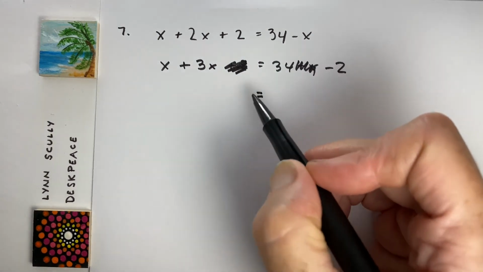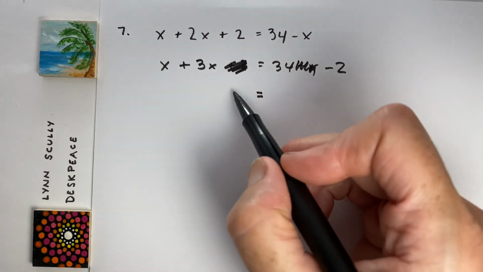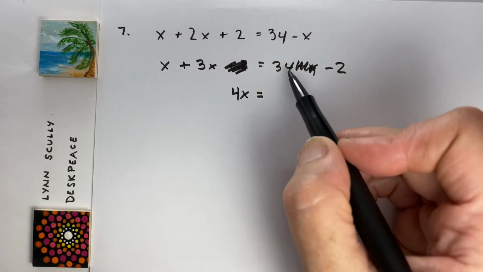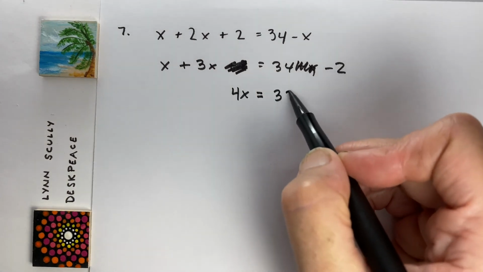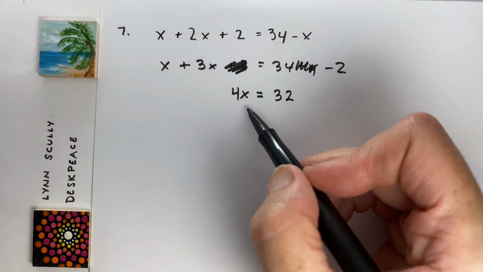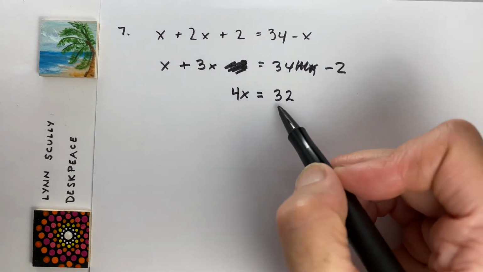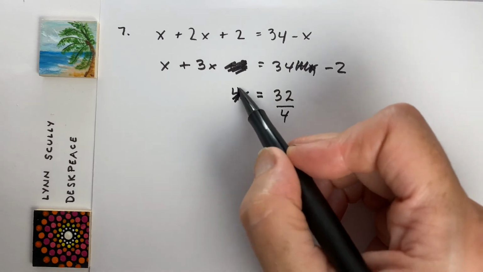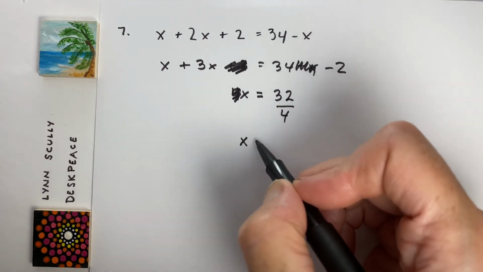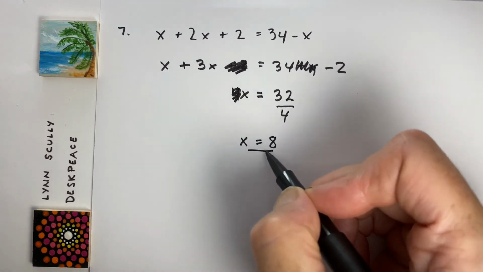Keep lining up my equal signs. 1x plus 3x gives me 4 x's. 34 minus 2 is 32. I want to get the x alone. 4 is attached by multiplication. Move it by division to the other side of the equal sign. I'm getting x equals 8.